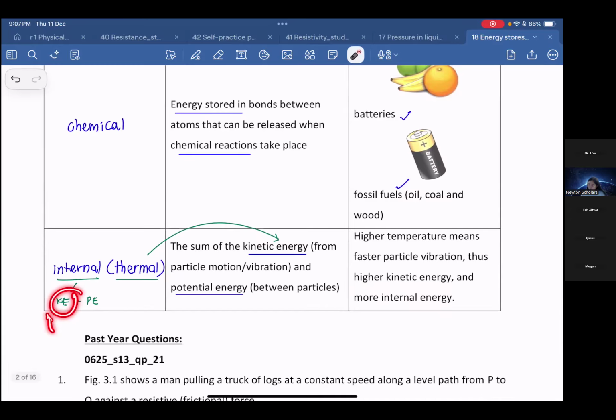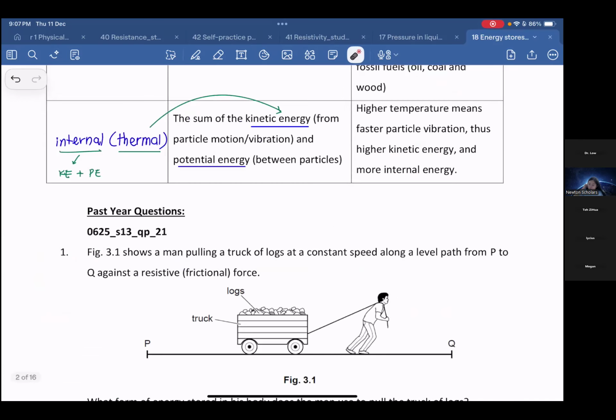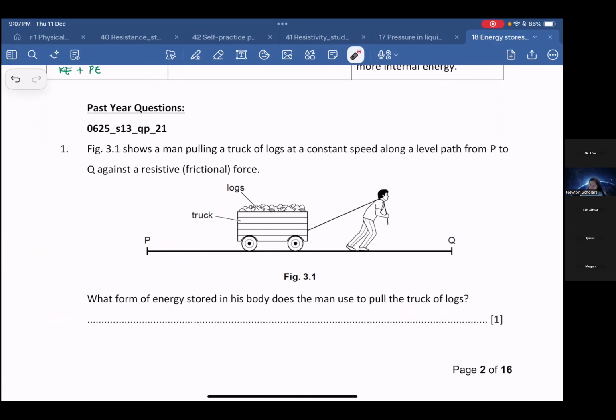Okay, so now we try a past year question. This is 2013. A man is pulling a truck of logs at a constant speed along a level path from P to Q, against a resistive force, against a frictional force. Okay, what form of energy stored in his body does the man use to pull? What form of energy stored in his body?